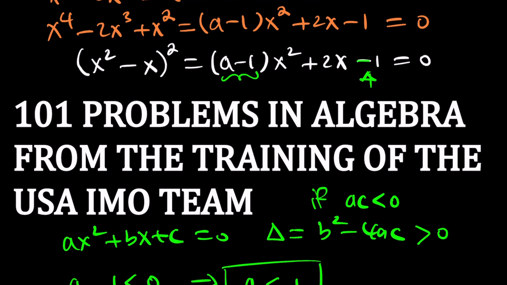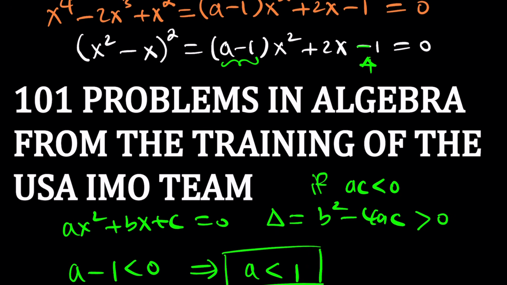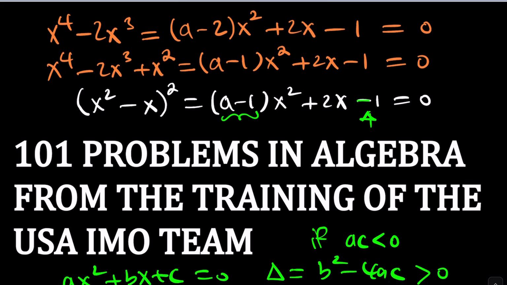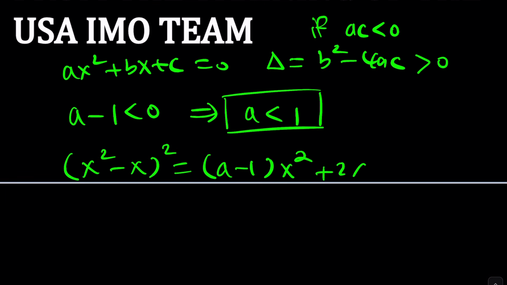Let's check it out. I'm going to be copying that over here so that you don't have to go back and forth like crazy. This is a minus 1 x squared plus 2x minus 1, our equation. Now, in order for the right-hand side to be a perfect square, we want the delta to be what? 0, right? What is delta?